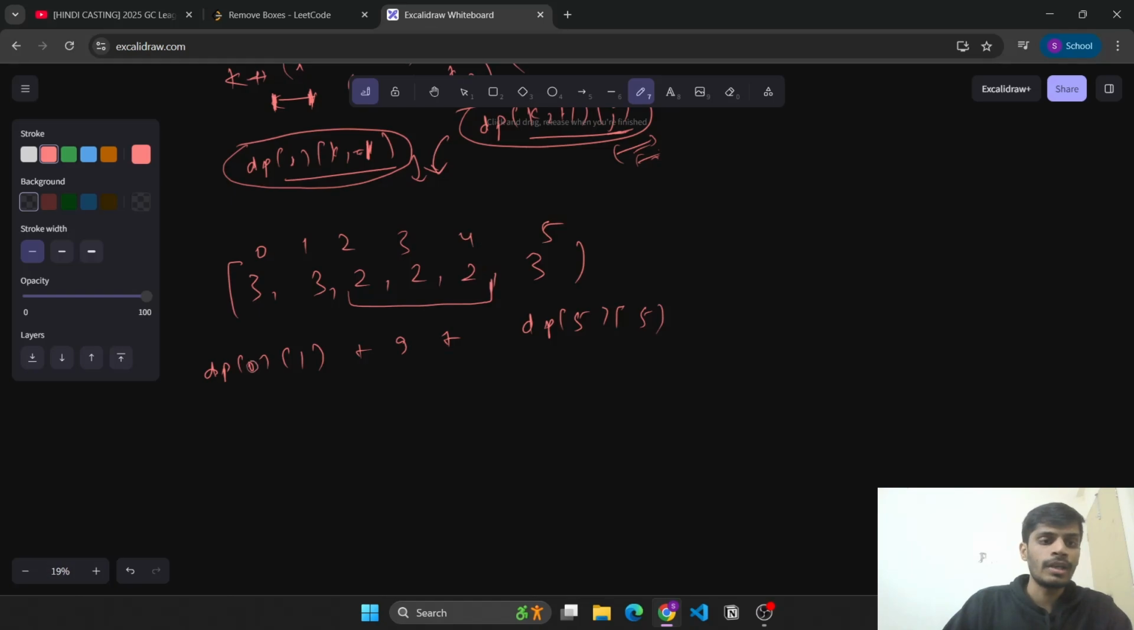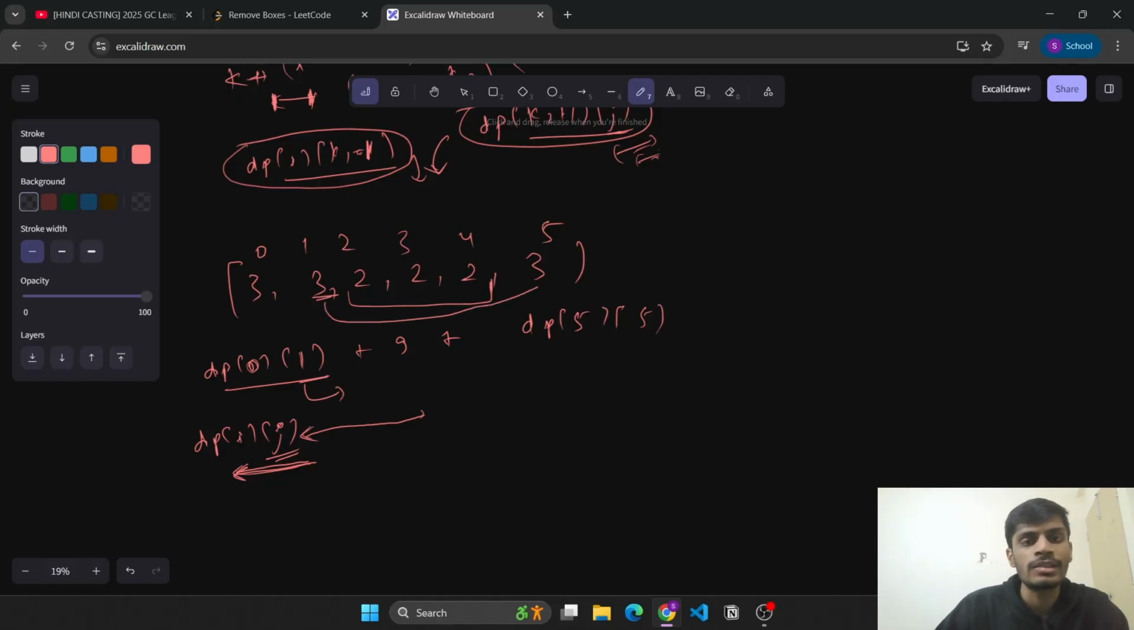Now the problem here is that we do not know the number of 3's that are present on the right. Since we need to calculate DP of i comma j, suppose we remove a segment starting from j. We must know the number of continuous elements present on the right of it which are the same as j. For example, the next sequence present after 3 is this 3, but we are not aware of it. So if we are not aware of it, let's make the DP aware of it.